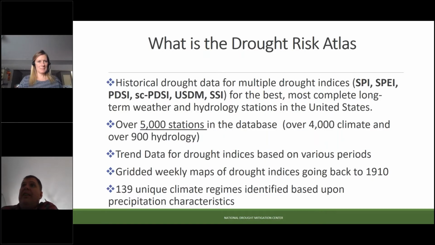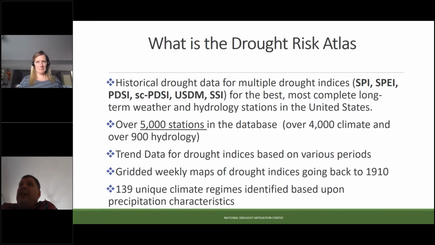So when I look at the Drought Risk Atlas, what I am looking at is the historical drought data for multiple stations across the United States. We also included some hydrology stations there as well. And the idea was let's take the best long-term, most complete weather stations in the country, and let's calculate the period of record drought indices as far back as we can go.